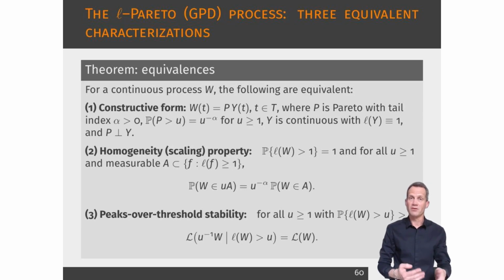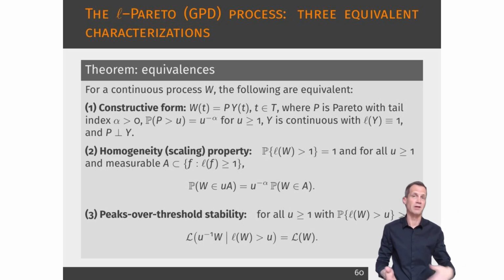This slide gives 3 equivalent ways to define a simple L Pareto process, which is the functional analog of a generalized Pareto distribution. The first characterization is constructive. The process is written as the product of a Pareto severity and a normalized shape. The shape has cost equal to 1 and it is independent of the severity.